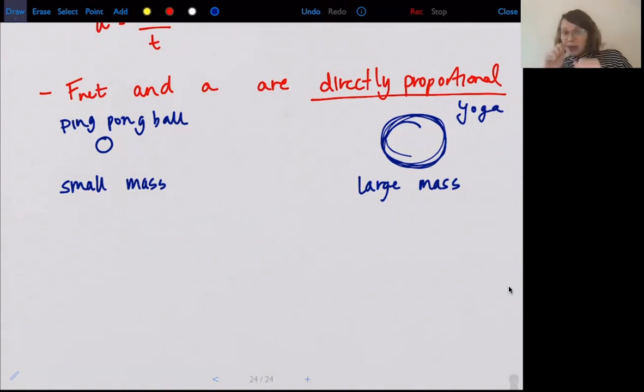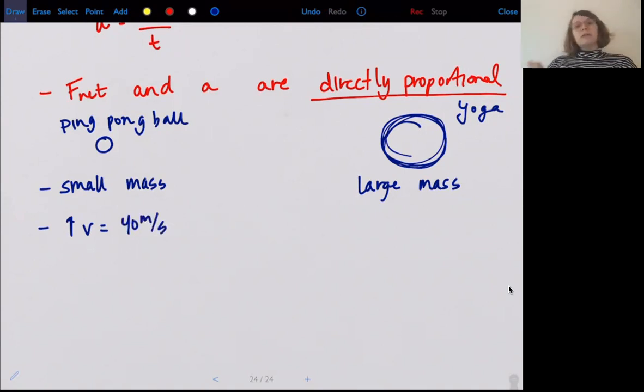So we are going to throw a ping pong ball with a tiny little mass, and we're going to throw a yoga ball with a way bigger mass, okay? So think about, just with one hand, we're going to throw these two different objects. With the ping pong ball, I'm going to throw it as hard as I can. I can move that ball a lot faster, right? I can fling it a lot faster. So we're going to have a high acceleration. Let's say we have a large velocity, when it leaves my fingers, of 40 meters per second.